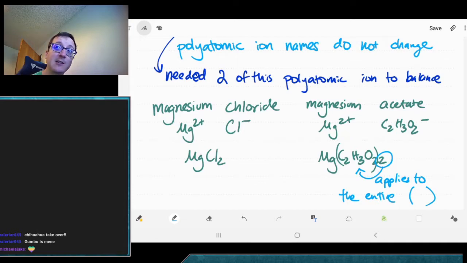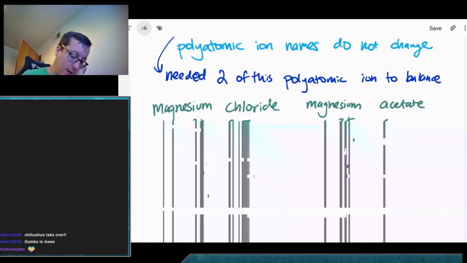So if I were to ask you how many carbons are in this compound, you would say there's 4 carbons. Right? Because there's 2 acetates. Each acetate has 2 carbons, so we've got 4 carbons put together. Let me put that all together. Alright? So anytime you need multiple of a polyatomic ion, you have to use parentheses.